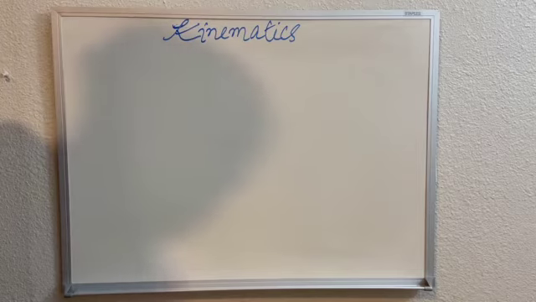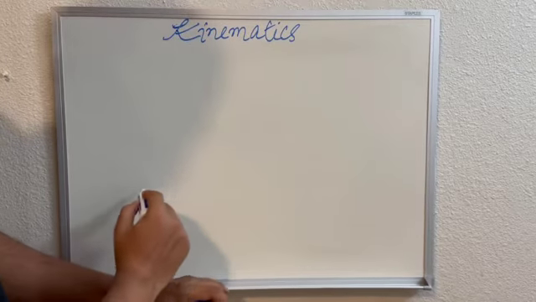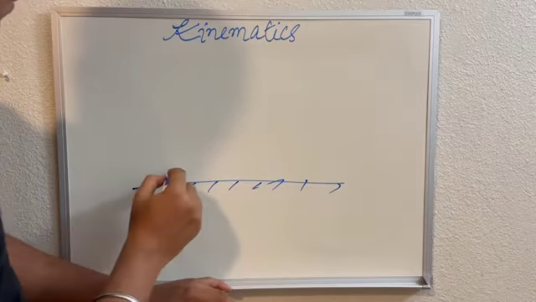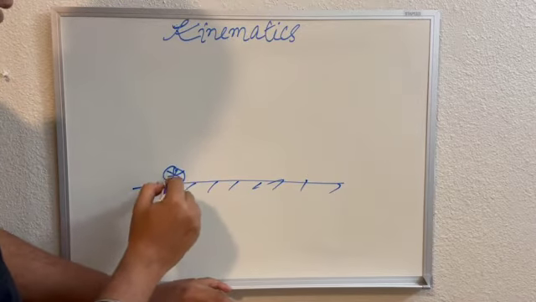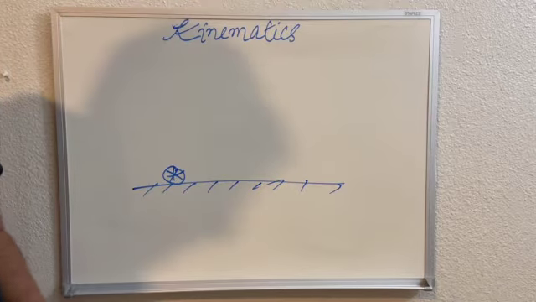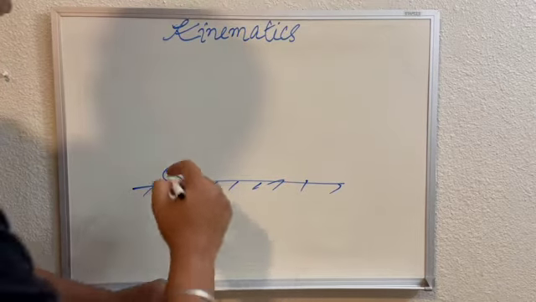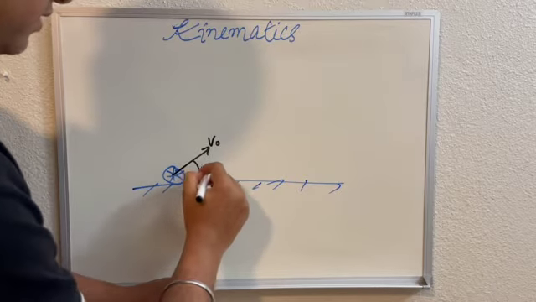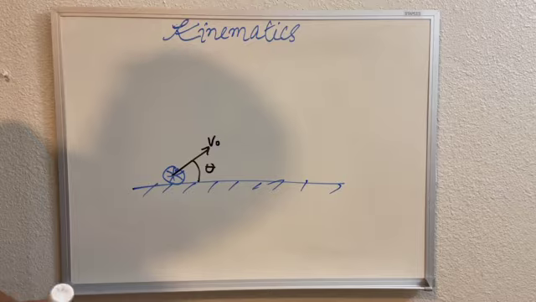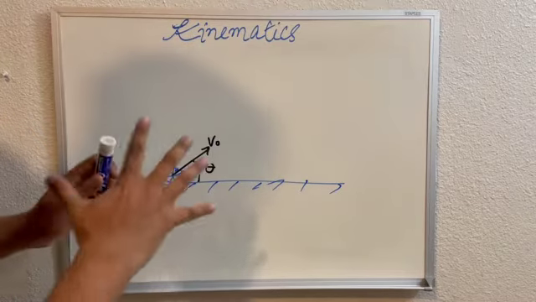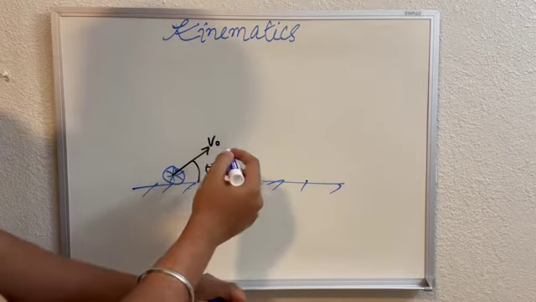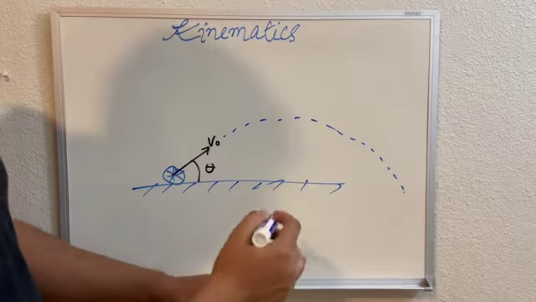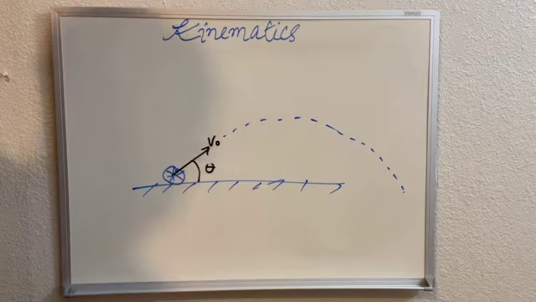The next thing that we will talk about is projectile. Let's say a soccer ball is being kicked at a velocity of v naught at an angle of theta. Whenever you have a situation like this, you know from your experience that the ball will take this trajectory. This is nothing but a parabolic trajectory.